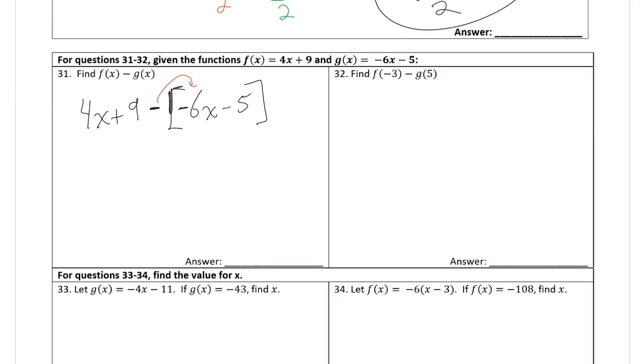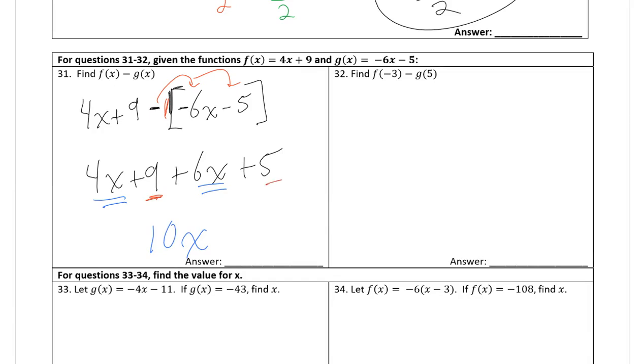So when we think about that negative, what it does is it distributes a -1. So it flips those signs around. So that would give me 4x plus 9. Negative and negative would be a plus 6x, and then negative and negative would be plus 5. Combining my like terms, so I have my x's, that would be 10x. And then my constants, my whole numbers, well, 9 plus 5 gives me plus 14. So that would be our answer.